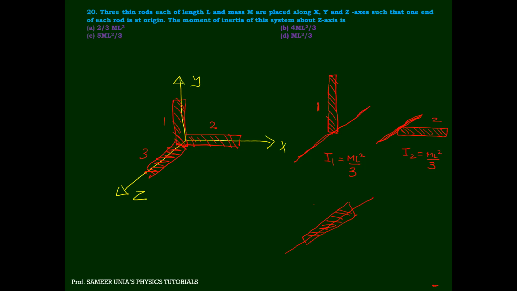The axis is along the third rod. Always remember, if there is a rod and you are rotating about this axis only, moment of inertia is 0. Why? Because what is the general formula for moment of inertia? Mass into distance square. But there is no distance, it is lying on the axis. It is a thin rod lying on the axis, so if we rotate it like this there will be no resistance. Moment of inertia of a rod lying on that axis will become 0.